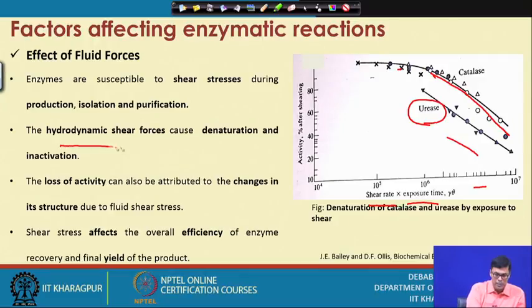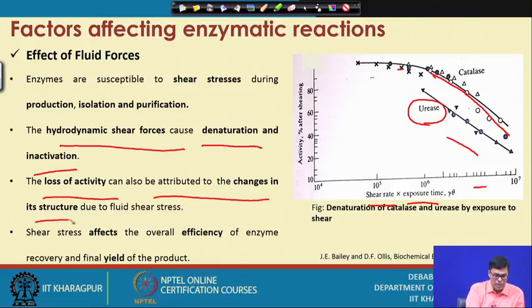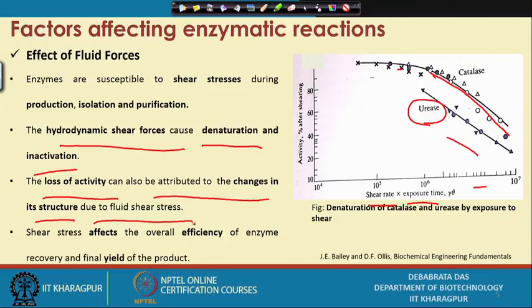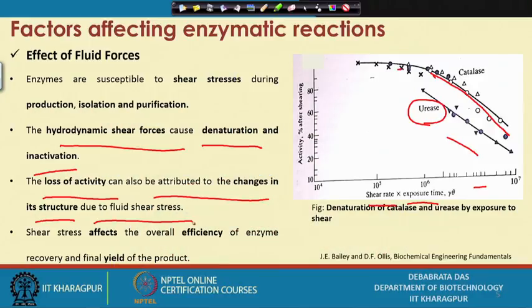The hydrodynamic shear force causes denaturation and inactivation. The loss of activity can be attributed to changes in the structure due to fluid shear. That is exactly what I am saying: shear forces will change the structure of the active site. That is why when the substrate comes, it will not get its proper sitting place at the active site, so the activity of the enzyme will decrease. Shear effect affects the efficiency of enzyme recovery and the final yield of the product.